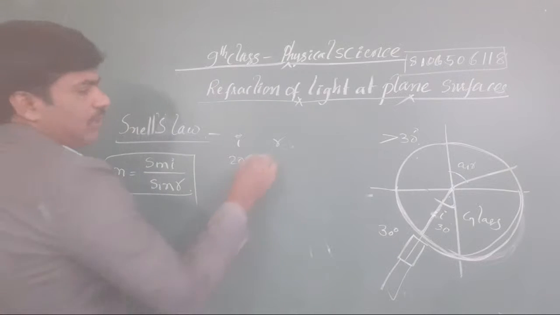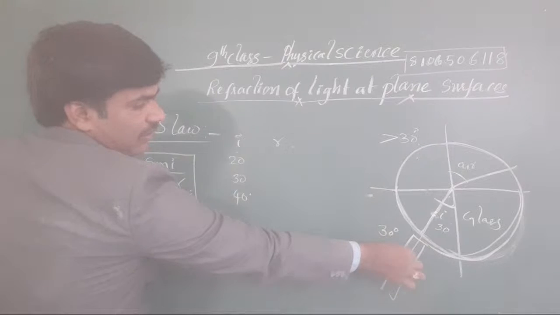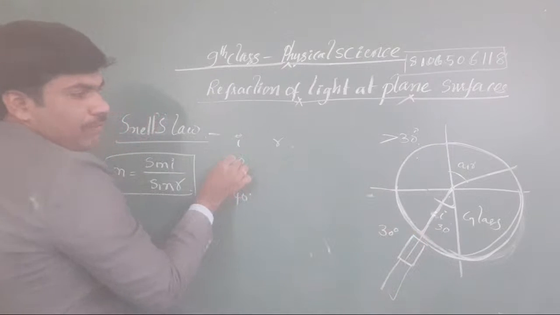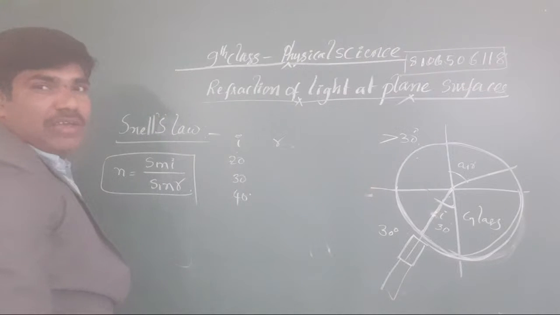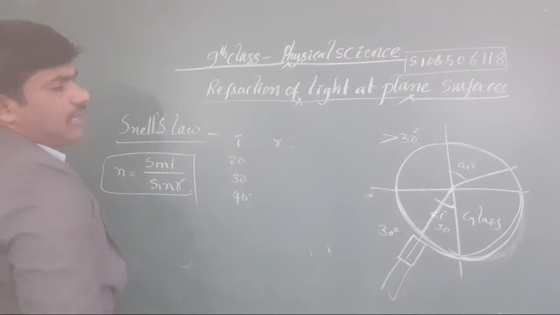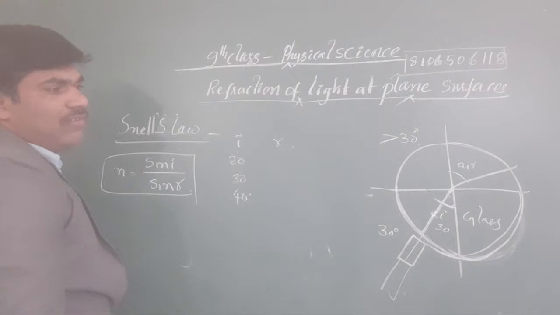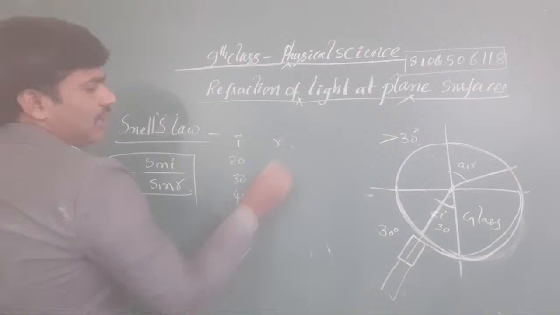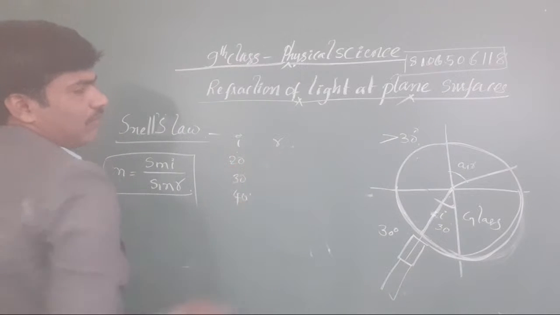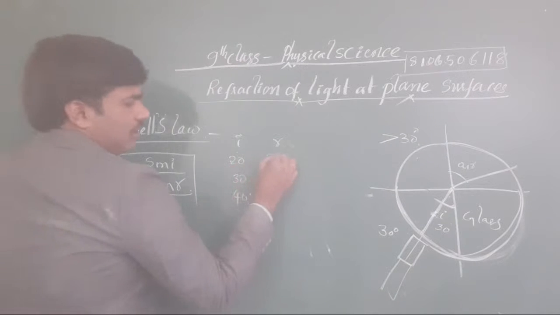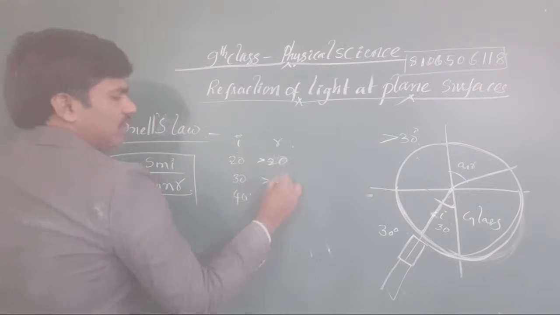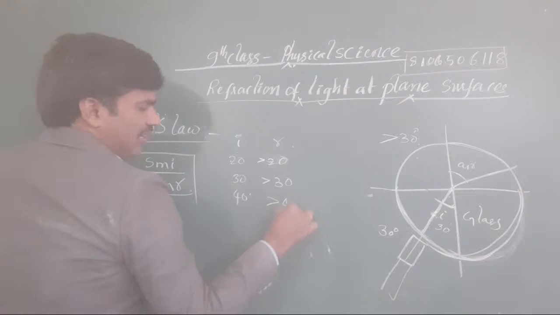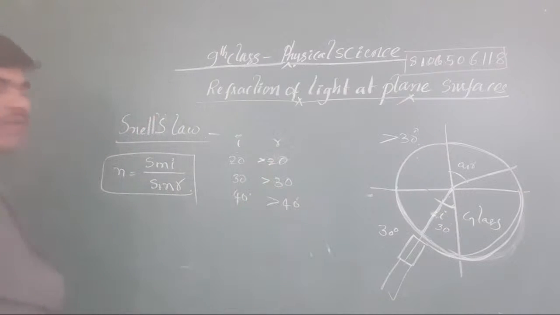Now, in case the incident medium is glass and the refracted medium is air, what changes will we get? There are some changes in R, that is, R may become greater. For 20 it is greater, for 30 it is greater, for 40 it is greater. What is that? The R value.